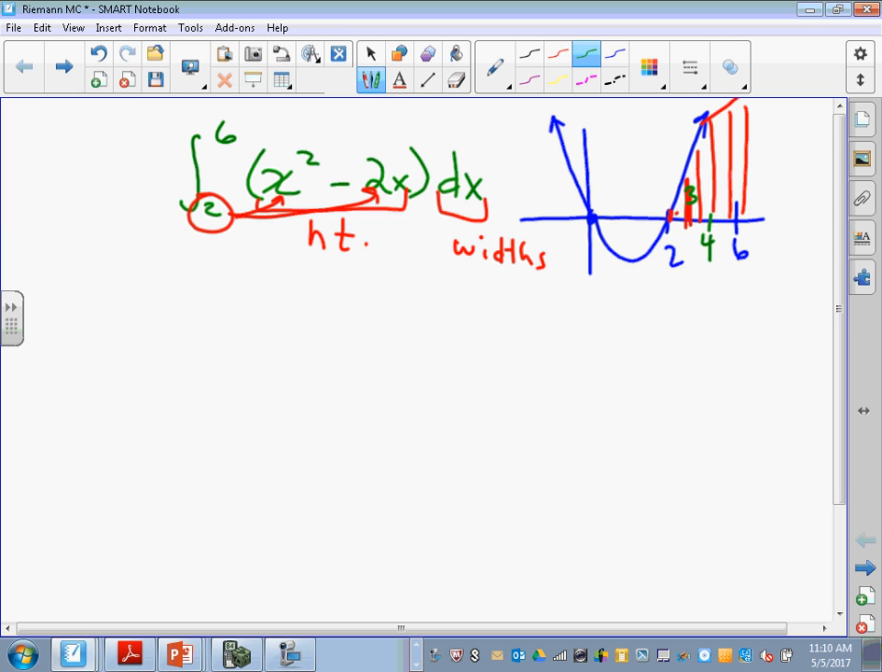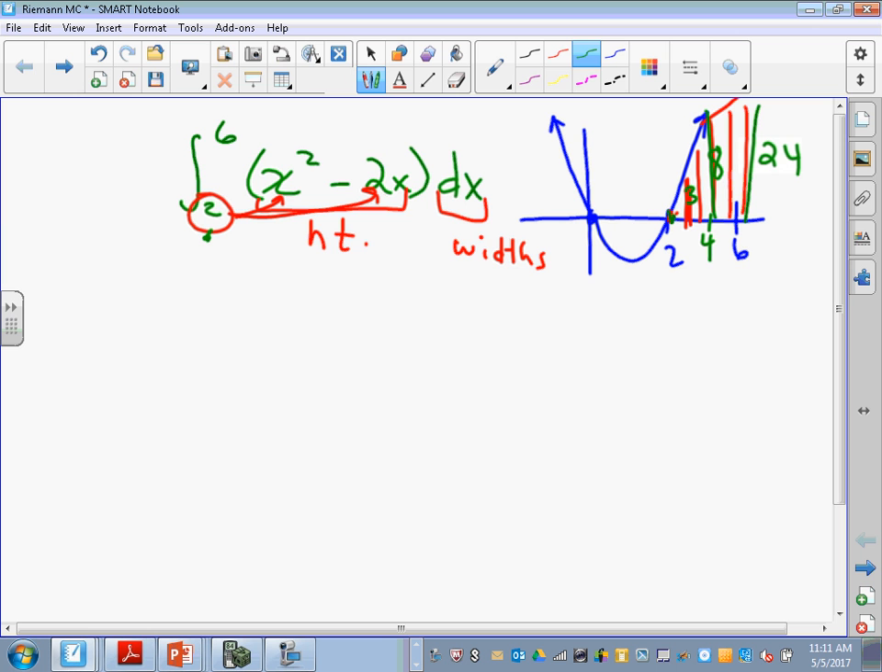What about at 4? What is that height? 8. So this height right here is 8. Is that a random height? And then the last height is what? 6 is the last one, right? 36 minus 12 is 24. Okay, now we're good with arithmetic. So when I throw in a 2, I get my first height, and I throw in a 6 and I get my last height.